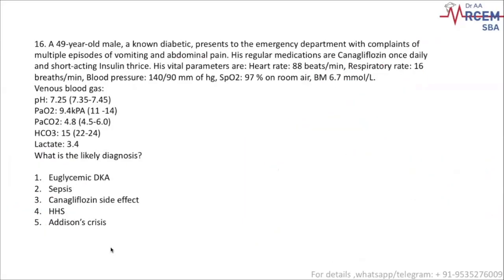A 49 years old male, a known case of diabetes, presented to the emergency department with complaints of multiple episodes of vomiting and abdominal pain. His regular medications include glifoxin. I said glifoxin, think of euglycemic diabetic ketoacidosis. Once daily, a short-acting insulin and thrice, and vital parameters seem to be on the normal side.